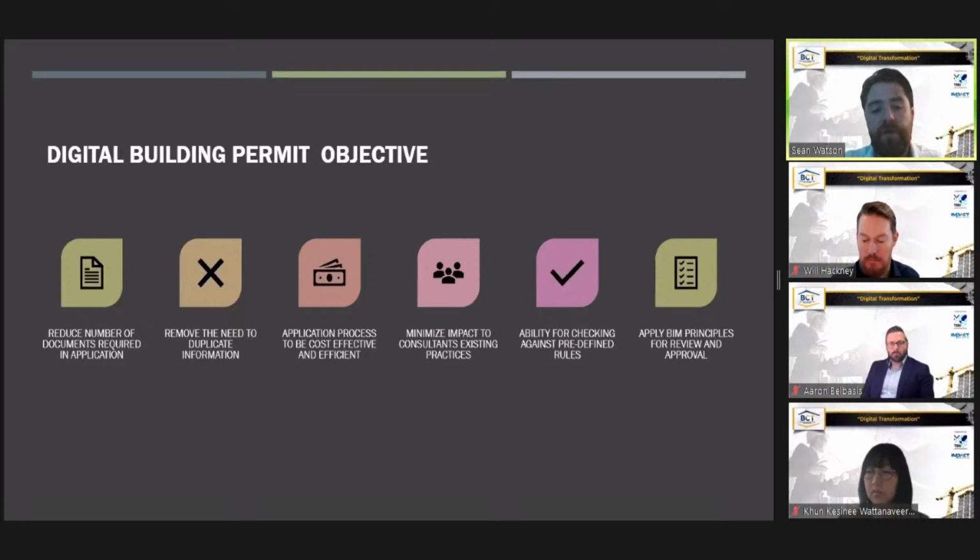Of course, when we propose a new system, it has to be cost effective and efficient. And we want to minimize the impact to existing practices. Also, a big objective was to implement the ability for predefined checking against basic rules, and hopefully give a bit more clarity on all these objectives as we move through the presentation.